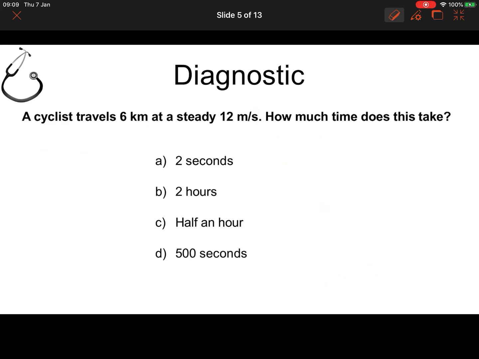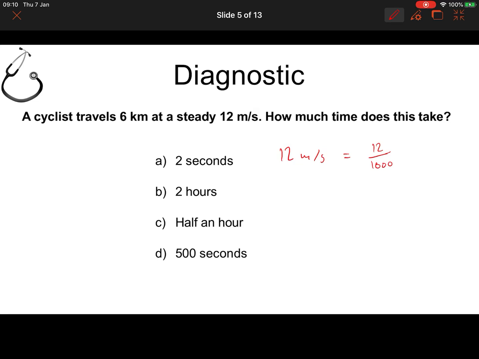What we could do, and you probably wouldn't do it for this example because it's very easy what we've done, is change 12 metres per second into kilometres per hour. Okay, so 12 metres per second. Well, what is 12 metres as a kilometre? Well, that's 12 over 1,000.